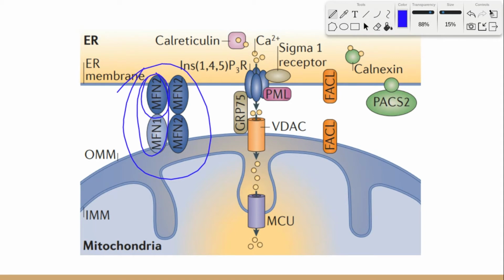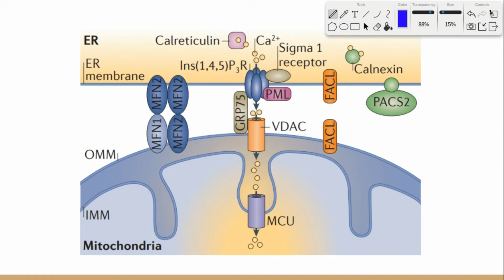MFN stands for mitofusin. It's the protein responsible for mediating the fusion of mitochondrial outer membranes. So MFN1/2 interactions between mitochondria mediate membrane fusion, while MFN1/2 interactions between the mitochondria and the ER membrane simply function to tether the mitochondria to the ER membrane.